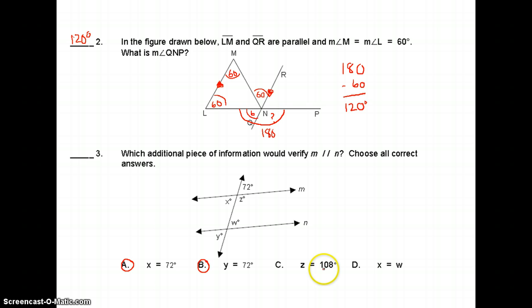This is angle Z is 108. Well, we have 72 here, angle Z is right next to it. These two angles form a linear pair. Linear pair is equal to 180. So 180 minus 72 is 108, so Z is also correct. And the last one we have, x is equal to W. X is equal to W. These are alternate interior angles. If these lines are parallel, they are equal, so the answer is correct.